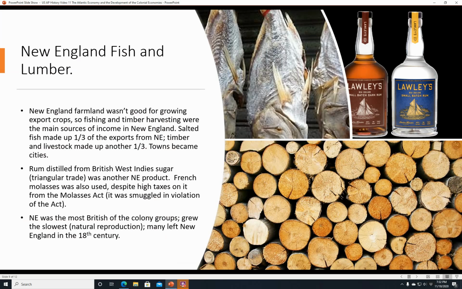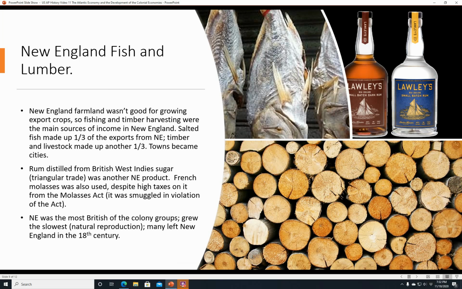New England fish and lumber. New England farmland wasn't good for growing export crops, so fishing and timber harvesting were the main sources of income in New England. Salted fish made up 1/3 of the exports from New England. Timber and livestock made up another third. Towns became cities. New England grew as the economy grew.